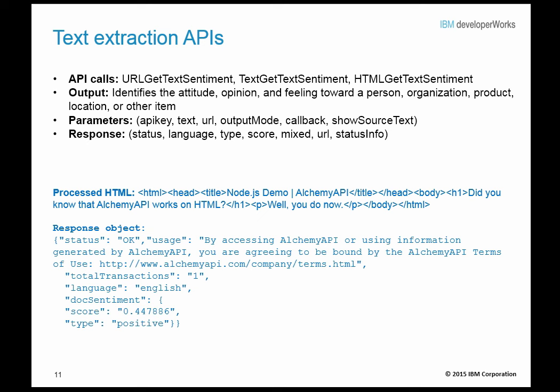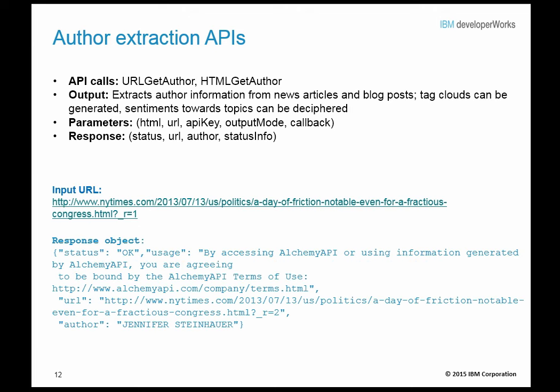Alchemy API provides two API endpoints, namely URL getAuthor and HTML getAuthor, to extract author information from news articles, blog posts, etc. Author extraction enables the generation of tag clouds, sentiment towards specific topics, and more author-specific information.